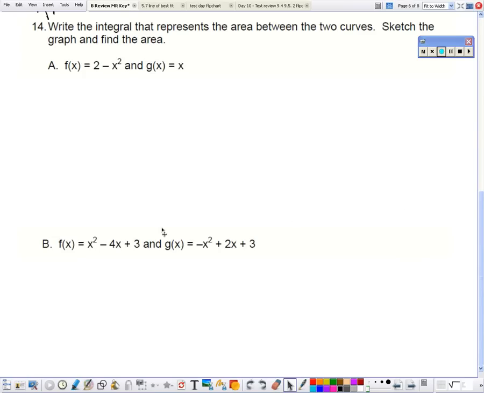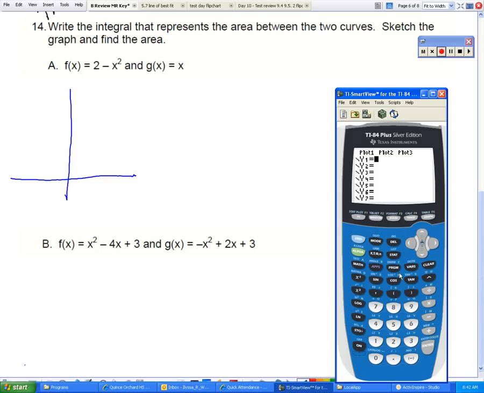Okay, so to find the area between two curves, we're going to sketch a graph again. You can use your graphing calculator to help. So in y1, I'm going to put 2 minus x squared, and in y2, I'm going to put x. And now we're going to need to find where these two graphs intersect.